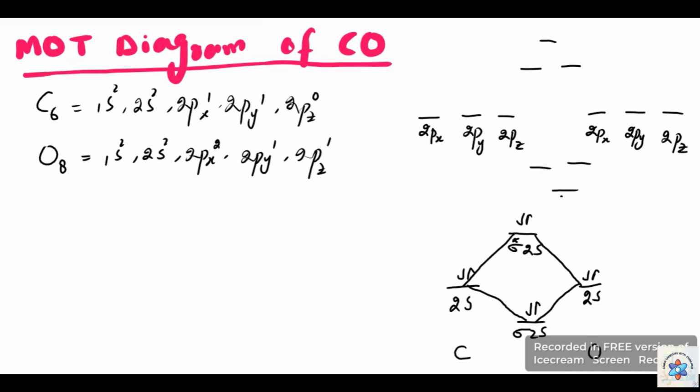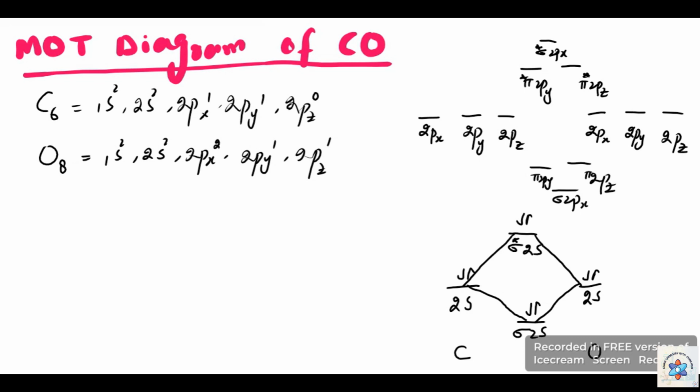This will be the sigma 2px, and this will be the sigma star 2px. Here will be the pi 2py, and this will be the pi 2pz, and this will be the pi star 2py. This will be the pi star 2pz. Now electrons will be filled in these orbitals according to the electronic configuration.